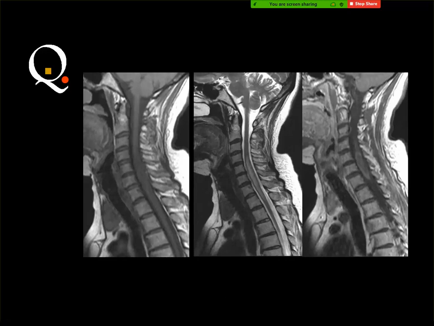Intramedullary abscess is an extremely rare pathology. This is intramedullary. Okay, forget about enhancement. What do you think of these two images?